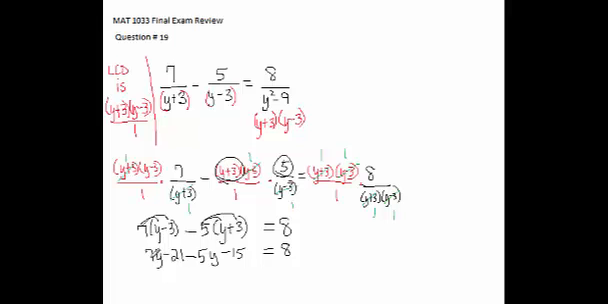Now, combine like terms. We've got a couple of y terms, so that's 2y. And we've got these constants, and that's negative 36. So 2y minus 36 is equal to 8. And then we are going to isolate the variable by adding 36 to both sides. We end up with 2y is equal to 44. Divide by 2, y is 22.